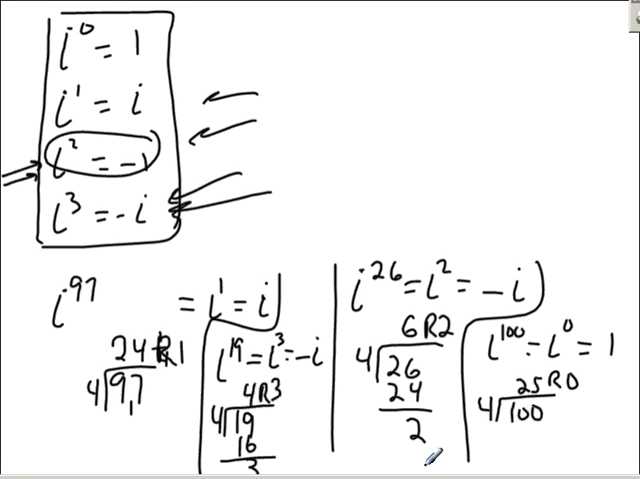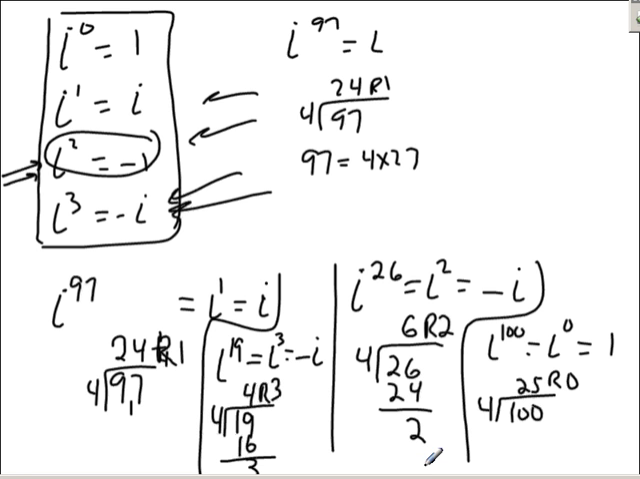Now, why is this working? Let's look at i to the 97. If 4 into 97 is 24, remainder 1. That means 97 is 4 times 24. That used up the 96 plus 1 more. That is, this is i to the 4 times 24 plus 1.